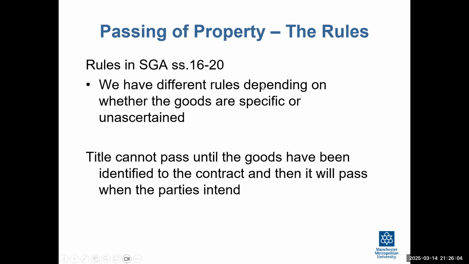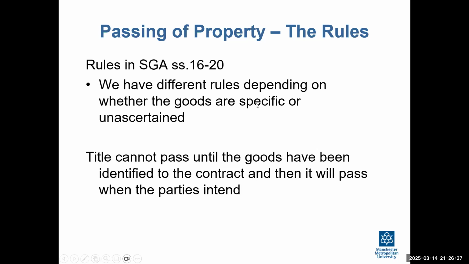So we have different rules on when property passes. These would depend on if the goods are specific or unascertained. And when we talked about this on Monday, one of you pointed it out. Lots have happened since then, and some of you were really ahead of the game. We're talking about this: title in goods cannot pass until they've been identified to the contract.